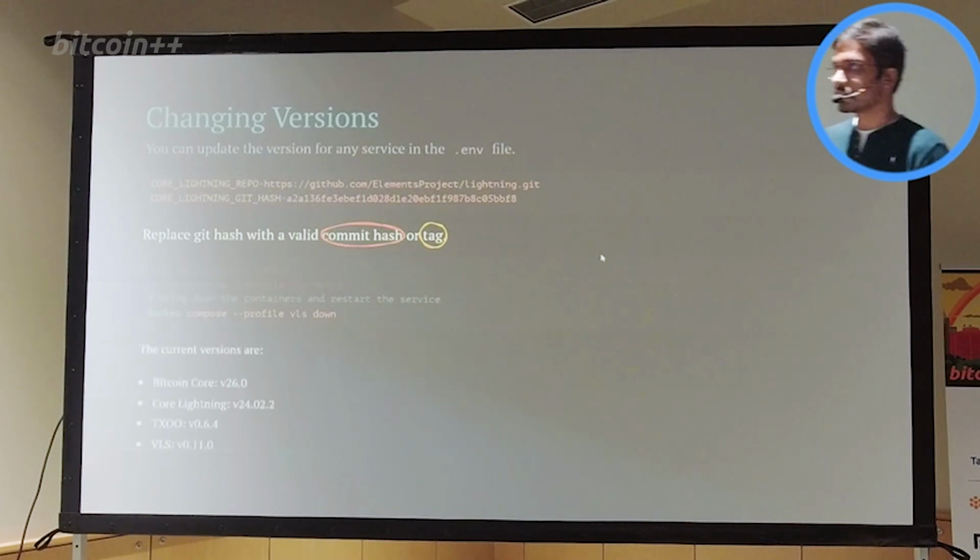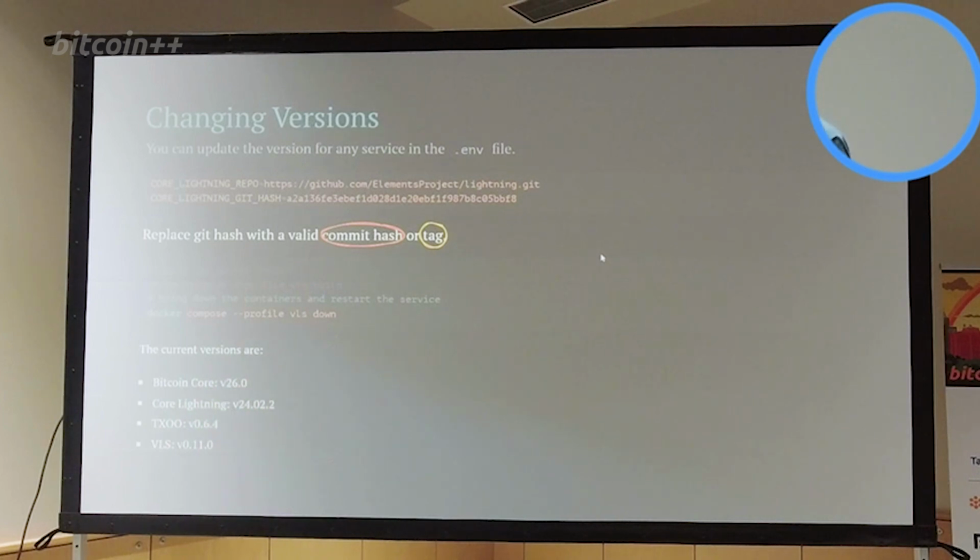The current versions are the default versions that we have set in the repo as of now, which will get updated over time. Bitcoin Core is running version 26. Core Lightning is using 24.02.2. TXO is running version 0.6.4, and VLS uses 0.11.0.